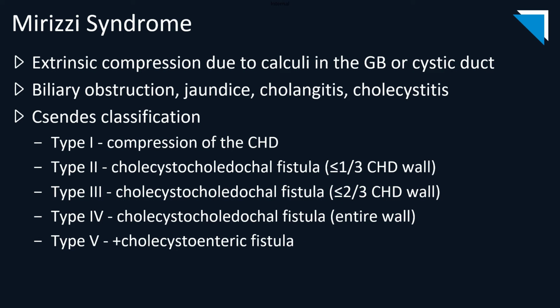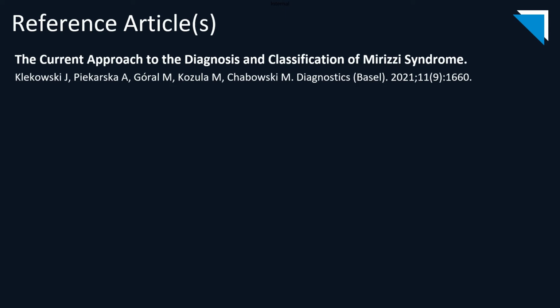Patients with Mirizzi syndrome type 5 have advanced to a cholecystoenteric fistula, and it's not surprising that a percentage of these patients present with gallstone ileus. If you're interested in some further reading on Mirizzi syndrome, this is one of the excellent articles I used for this talk.